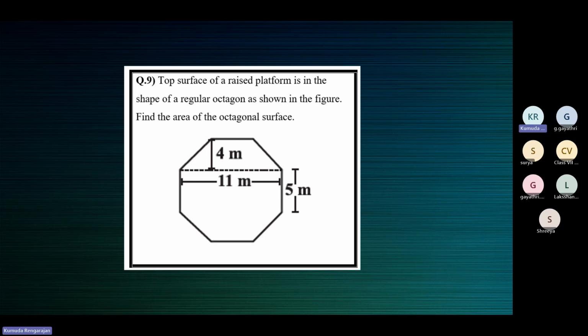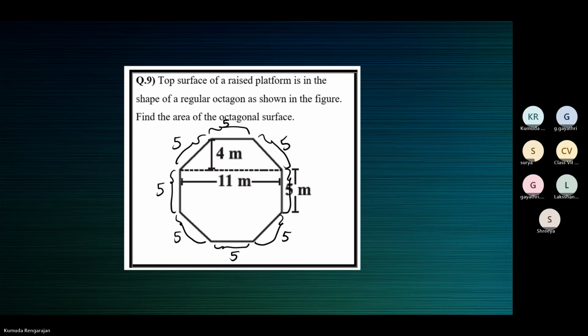An octagon is an 8-sided polygon. All the sides need not be equal, but when it's given as a regular octagon, all the 8 sides are equal. So that means if this side is 5, this one is 5, this one is 5, this one is 5, this one is 5. All the sides are 5 meters.